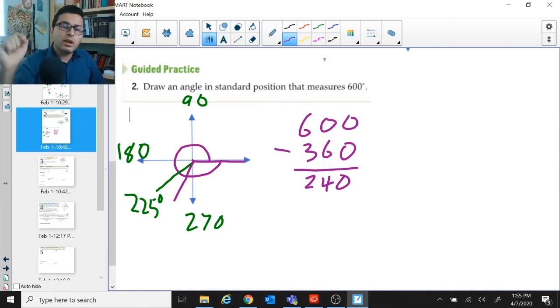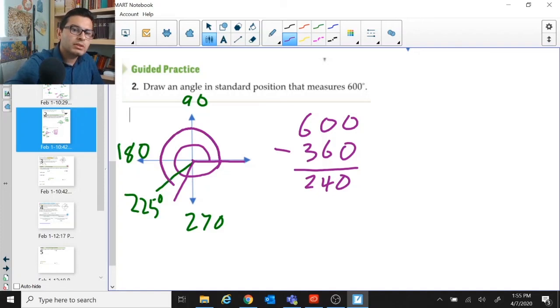Now that's going to be our terminal side, which means that our curvy line is going to continue all the way around the circle until it hits that terminal side. So this is going to be our 600 degree angle.